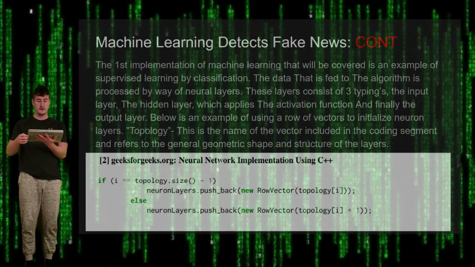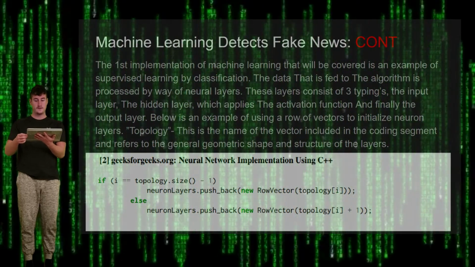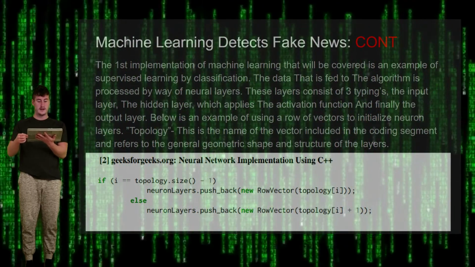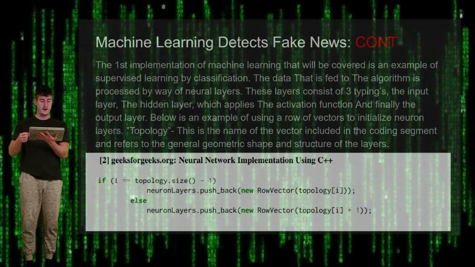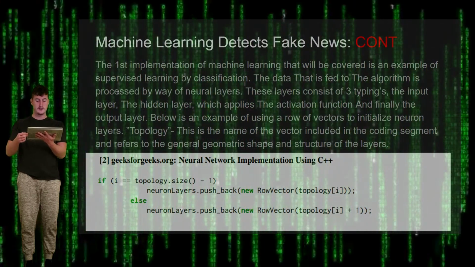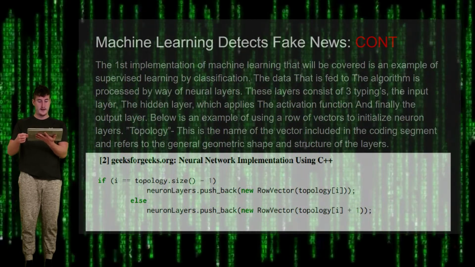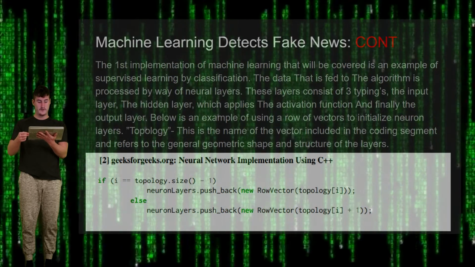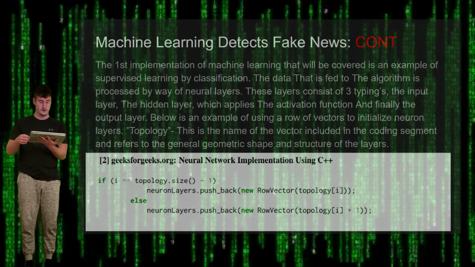Machine learning detects fake news, continued. The first implementation of machine learning that will be covered is an example of supervised learning by classification. The data that is fed to the algorithm is processed by way of neural layers. These layers consist of three typings: the input layer, the hidden layer, which applies the activation function, and finally the output layer. We will go into more detail about those soon.